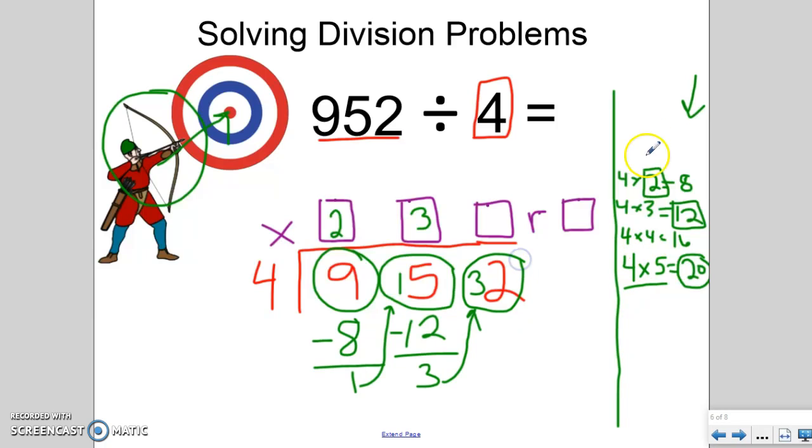Now again, look over to where I already did my work. My new target's 32. The highest we've even thought about is going to 20. That's not quite close enough. So now I need to build my chart a little bit higher.